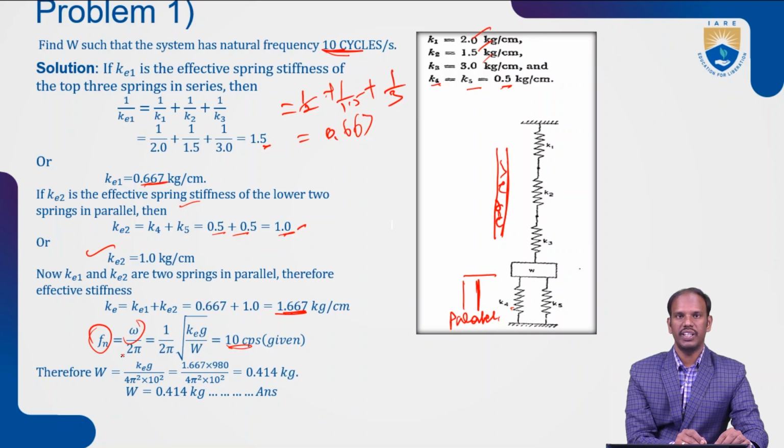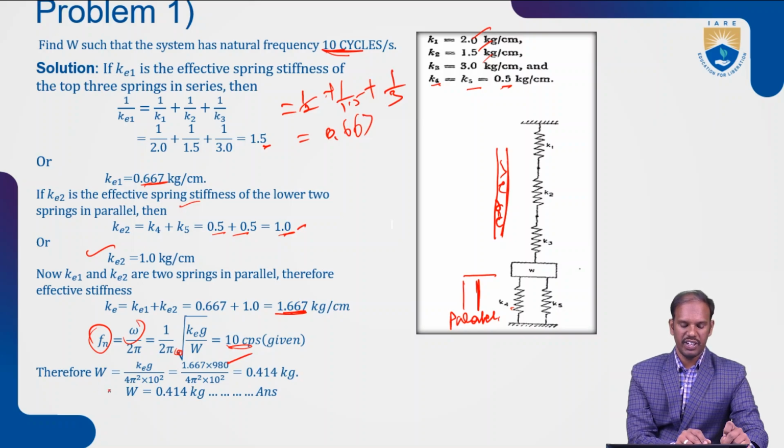We know the formula Fn equals omega by 2 pi. So omega is written as root of Ke g by W. Here g is 9.81, which we have taken as 980 in centimeters. So 1.667 into 980 divided by 4 pi square, with the root taken over there.